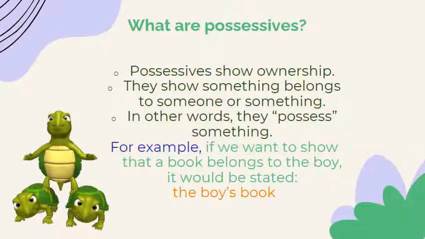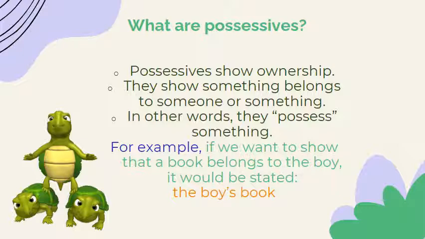First of all, what are possessives? What do we mean when we say possessives? Possessives show ownership. Ownership means that when someone owns something, okay? So when you own something, then you have ownership of it. So we say there are possessives. They show something belongs to someone or something. So there is an object, for example, that belongs to someone or to something else. In other words, they possess something. They possess. So the word possessive comes from the verb possess.